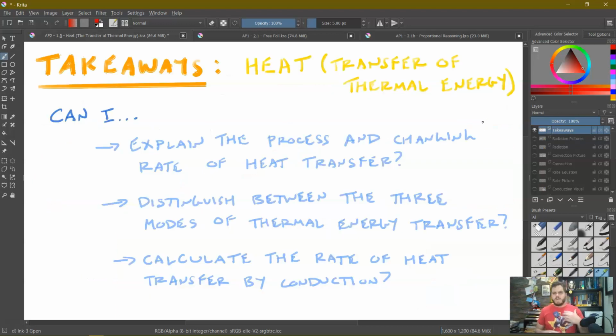So what are our takeaways for heat, the transfer of thermal energy? One, we've already talked about this before, but we want to make sure we can explain the process of heat transfer on the microscopic scale, and additionally, how the rate of that heat transfer changes over time. Initially quite big, over time much smaller. We want to be able to distinguish between the three modes of thermal energy transfer: conduction, convection, and radiation. And lastly, we want to be able to calculate the rate of heat transfer by conduction through some particular solid object given some certain set of parameters.